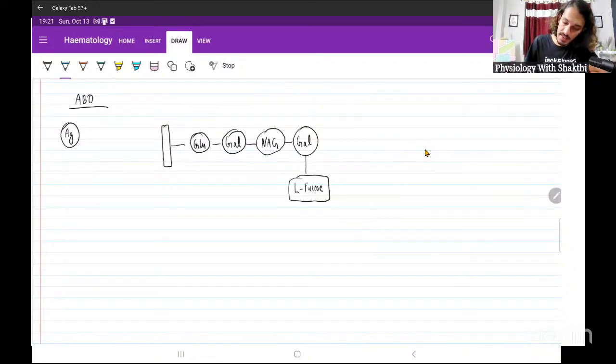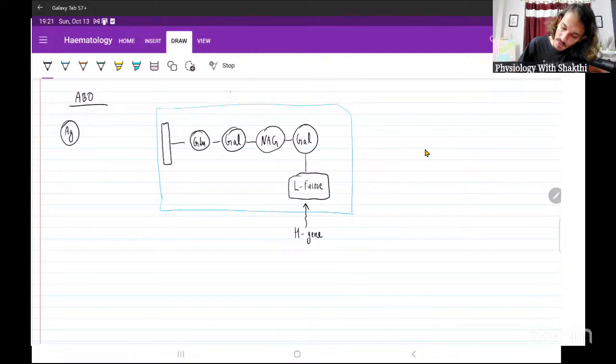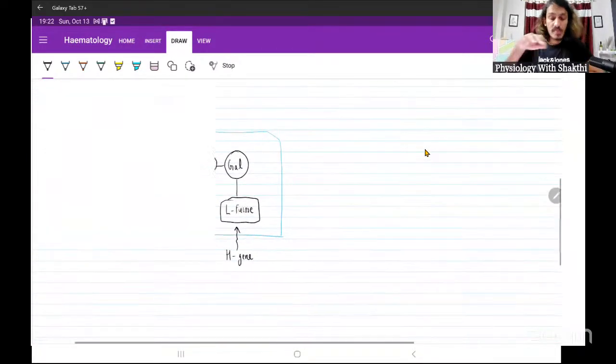Now this is the ultimate base structure onto which further things can be added. This L-fucose is added by a particular H gene, making this entire structure your H antigen. The importance of this I'll be discussing with you shortly. There is a particular blood group called Bombay blood group, often asked in questions. Even MCQs come from this. Anyway, I'll discuss it, but this is the base structure.